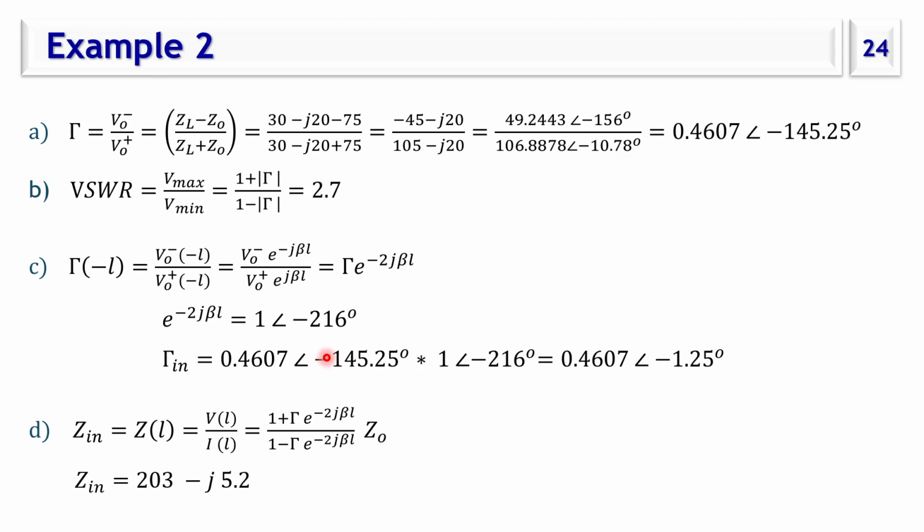So it would be minus 145.25 multiplied by minus 216, so it will be minus 361, I think. Yes, 361.25. We remove the 360, and it will end up with this number here. Z input would equal, just substitute in the expression and we'll find its input impedance.